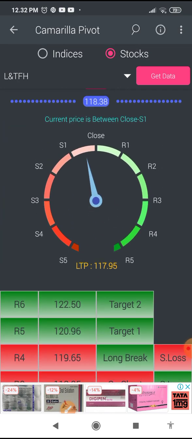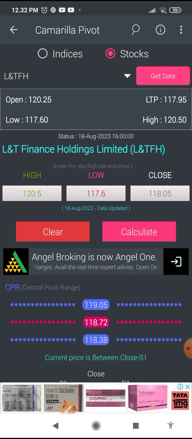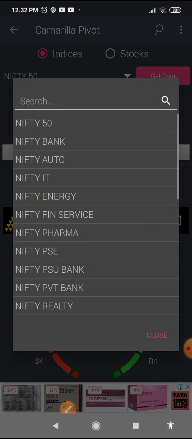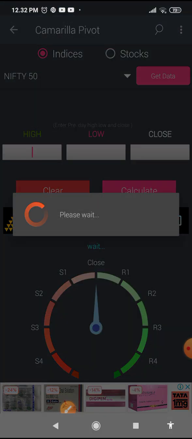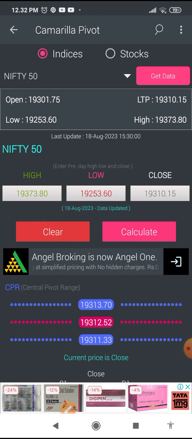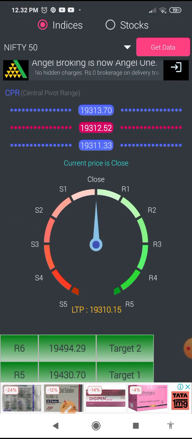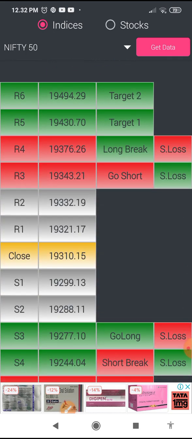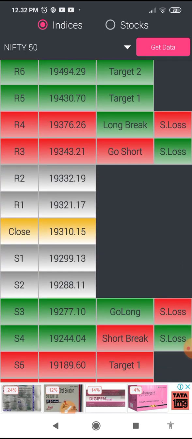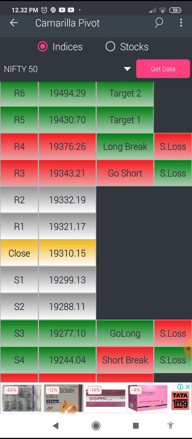Now how to use this? Let us go back to the indices and see the Nifty 50, that is the Nifty index, what the Camarilla levels are and how to use them. Okay, so now let us go to the levels. You are seeing here R1, R2, R3, R4, R5, R6.